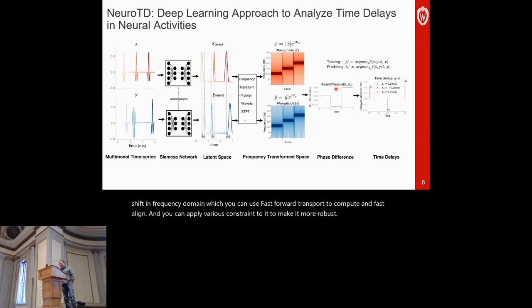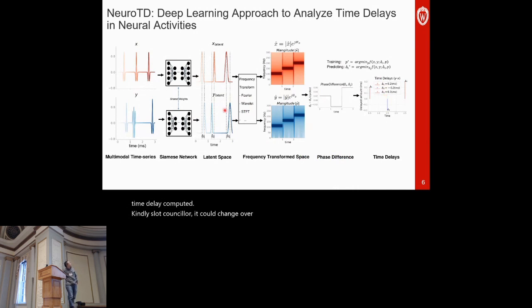And then by comparing the phase difference in the frequency domain of those X and Y, we can directly compute the time delay. As I mentioned in the beginning, there are like 3 events, so 3 time delays are computed. So time delay is not constant, it could change over time. In the first one, it's like 0.2 milliseconds. It's Y minus X, which means Y is behind X.